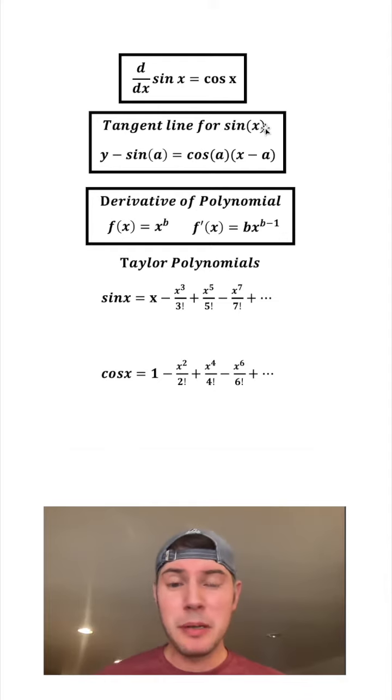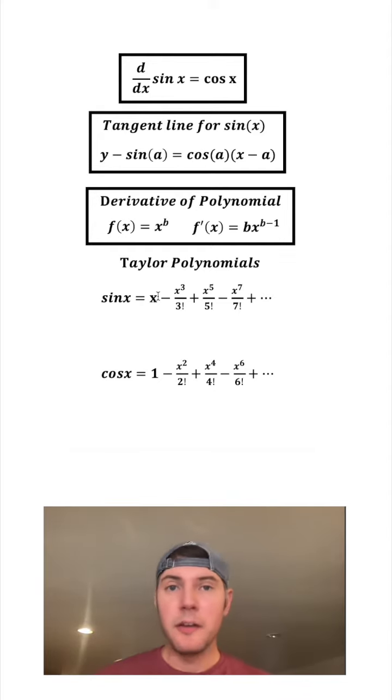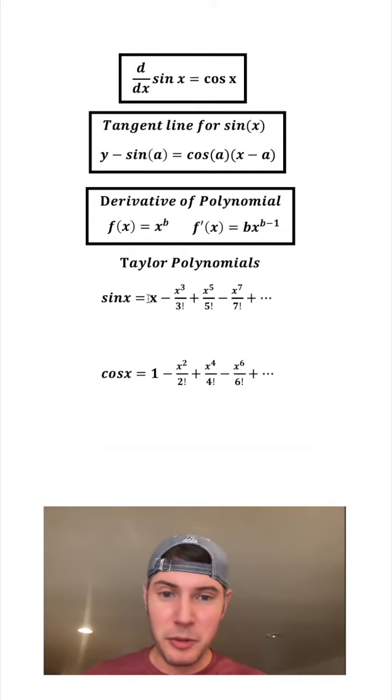Well, sine can be a polynomial. It's called a Taylor polynomial. If you continue the pattern of this polynomial forever, it will give you exactly sine x. And if you continue the pattern of this polynomial, it will give you cosine of x. Let's use our derivative of a polynomial on this.